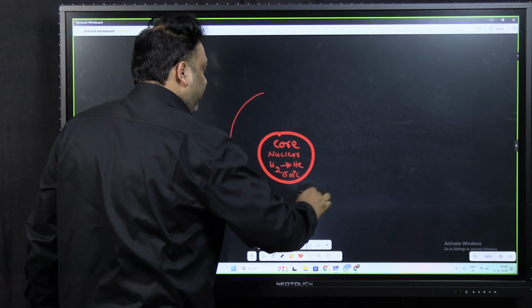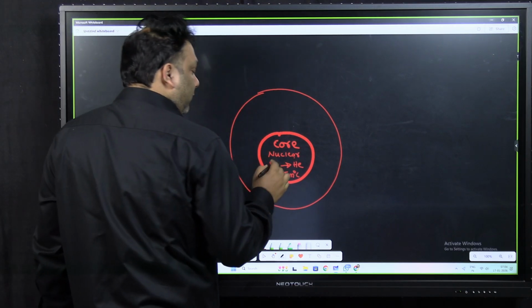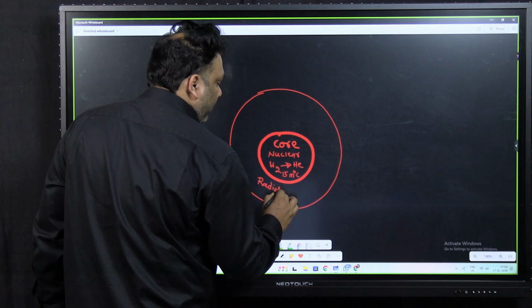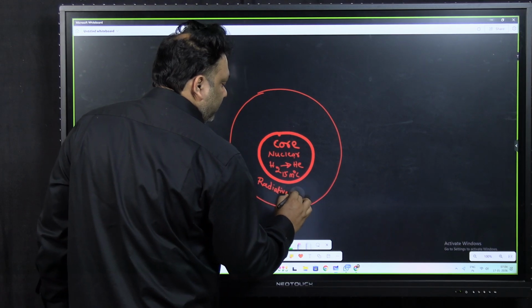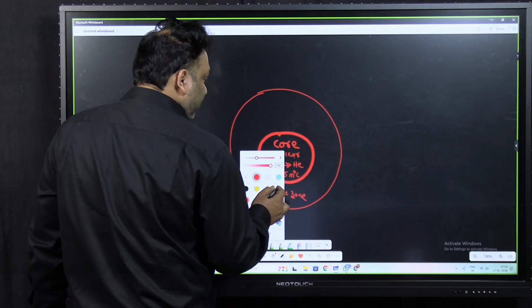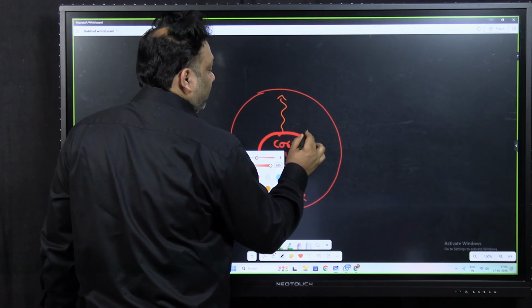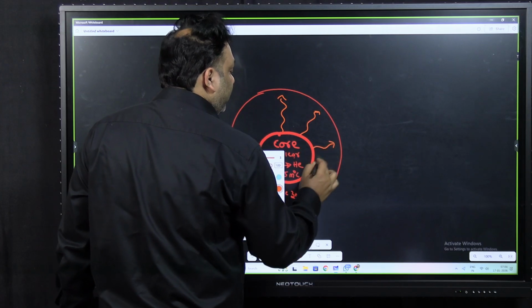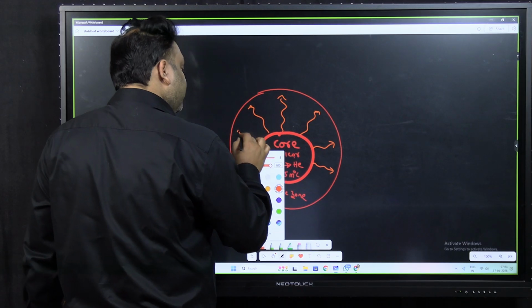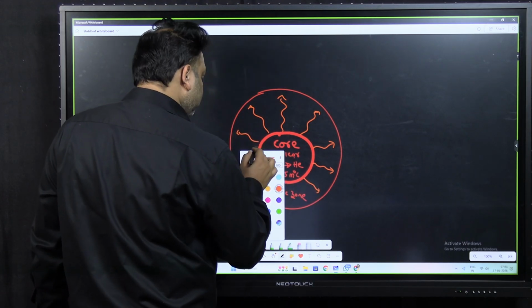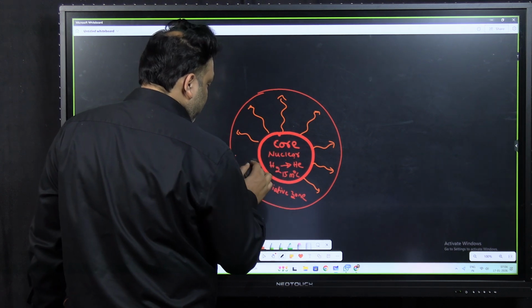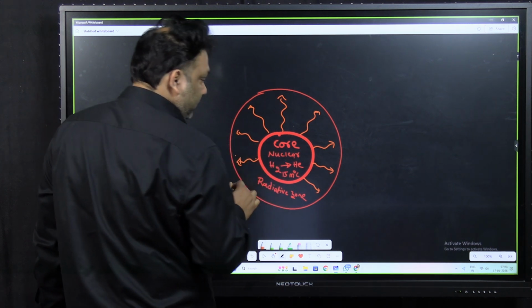Next, you have the second layer. This is called the radiative zone. Whatever energy has been released here will be radiated out. Now you can ask, there are various modes of heat transfer: conduction, convection, radiation. The sun is made up of gas, hydrogen gas. So gas is a bad conductor of heat. So what are the other ways of heat transfer here?